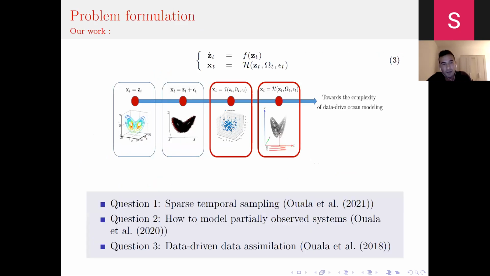So in this presentation, we formulated our contributions as the solutions of three main questions. The first one is regarding the sparse temporal sampling. Question number 2 is how to deal with, or how to model, partially observed systems. And question 3 is how to use ideas of question 1 and question 2 in formulating data-driven data assimilation frameworks.